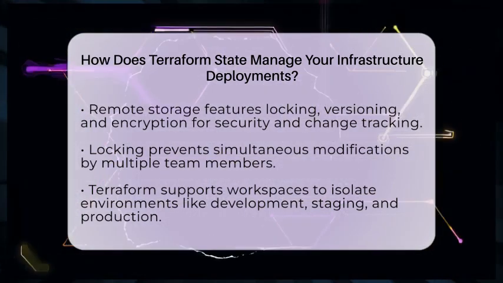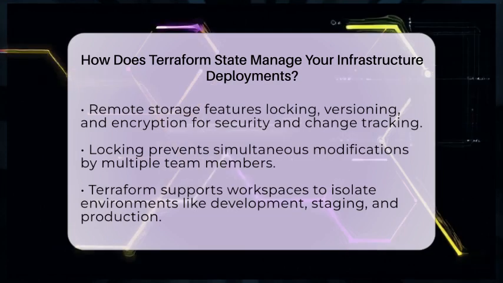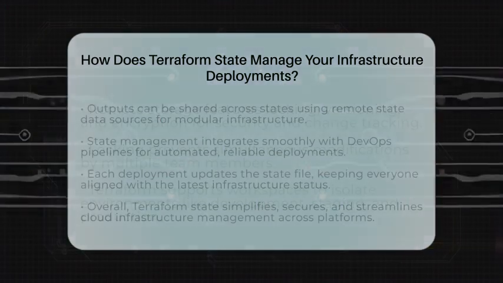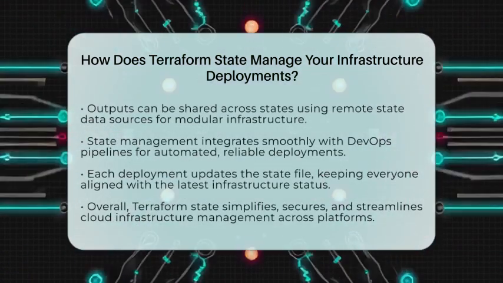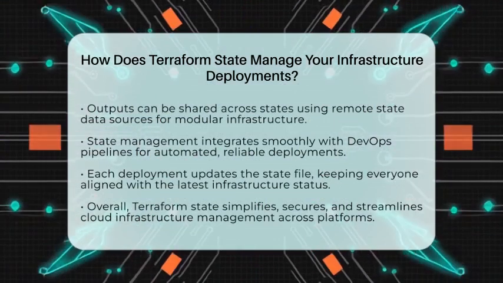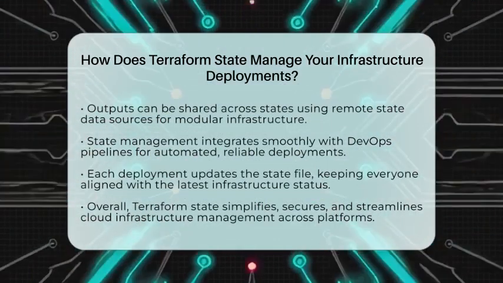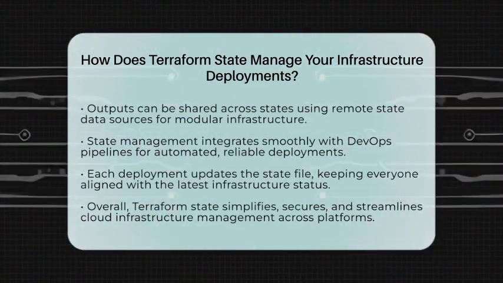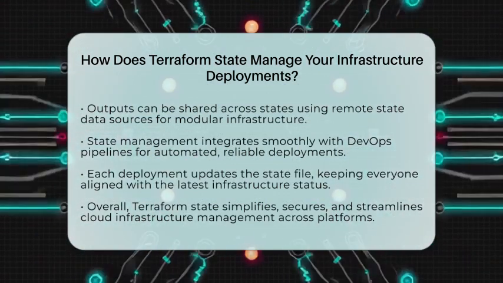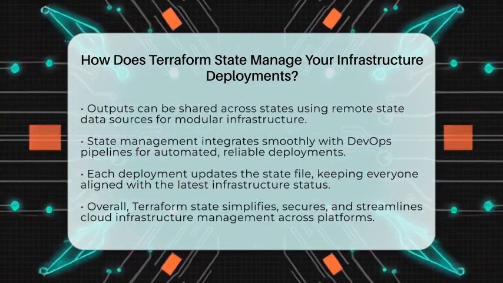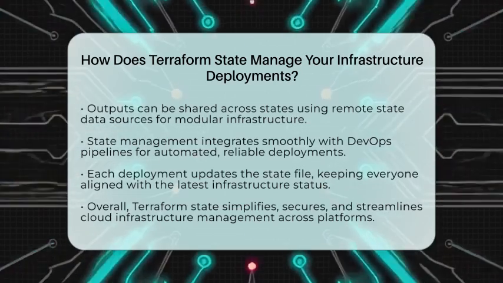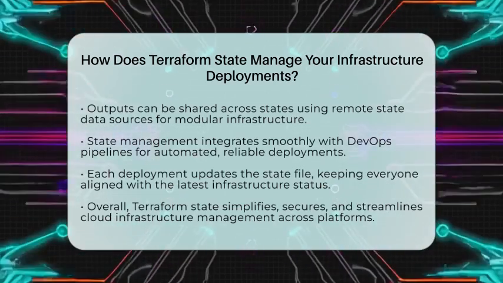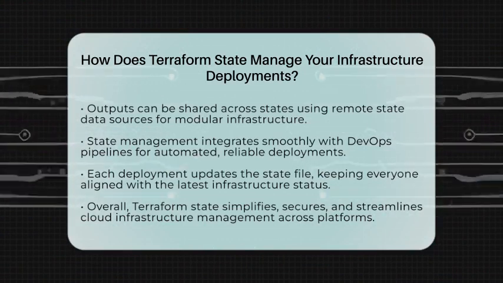In DevOps and automation pipelines, Terraform state management is essential. It works seamlessly with continuous integration and continuous delivery tools, so your infrastructure updates happen automatically and reliably. Every time you run a deployment, Terraform updates the state file to reflect the latest changes, ensuring everyone is working with the most current view of your infrastructure.